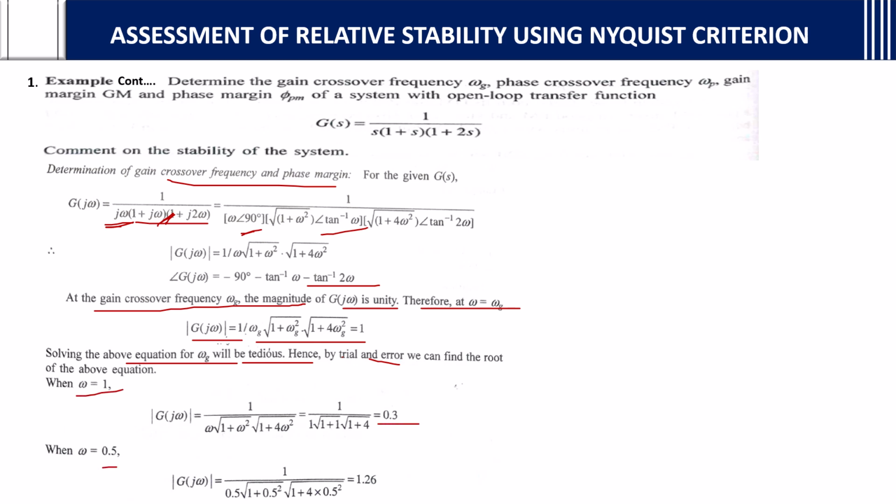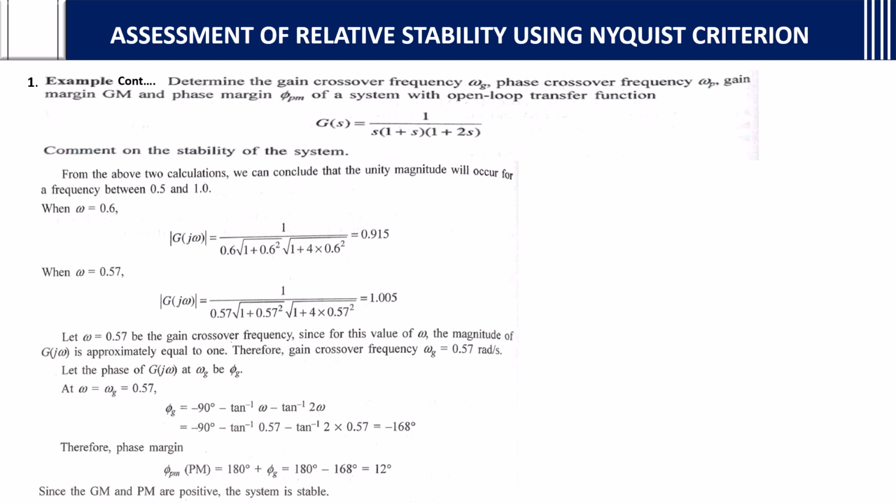You get 0.3. When you put omega equals to 0.5, you get G of j omega as 1.26. So from the above two calculations, we can conclude that unity magnitude will occur for a frequency between 0.5 and 1. Try values in between: at 0.6 you get 0.115. So reduce omega a little bit, to 0.57. If you do it exactly, you get 1.00, which is unity magnitude. So that will be the root.